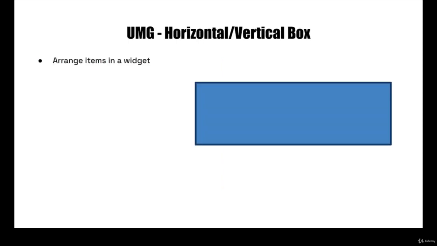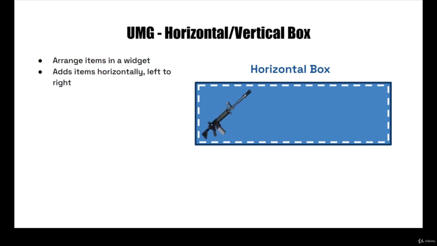We also have horizontal and vertical boxes, and these allow us to arrange items in a widget. Say we have this rectangle that represents our widget, and we'd like multiple items in that widget, arranged from left to right. The horizontal box does just that. We add the horizontal box to our widget, and like the canvas panel, it's invisible. There is no visual element to it. But the horizontal box allows us to add items into the box horizontally from left to right. So we can have multiple icons, and they'll be arranged like in this image.